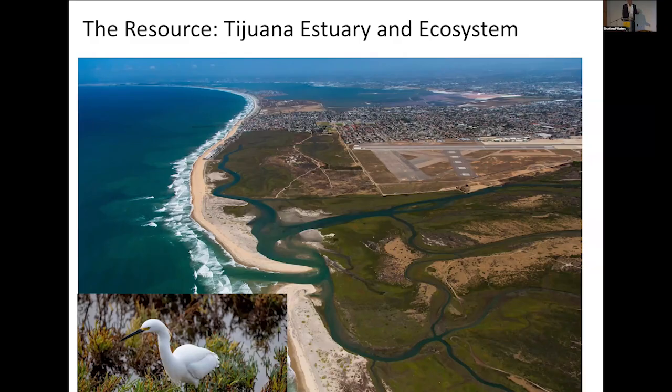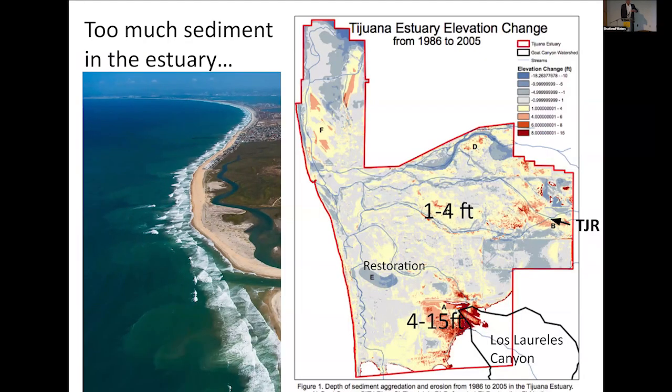The third resource I'll talk about is the Tijuana estuary. It's the largest remaining estuary in the United States, in Southern California. It's an important biodiversity hotspot and nursery for fishes. Unfortunately, the Tijuana estuary has the opposite problem of the beaches. It has too much sand in the wrong places.